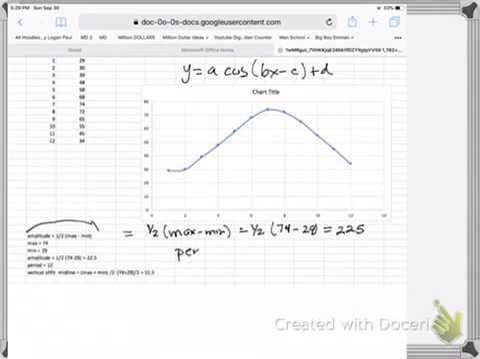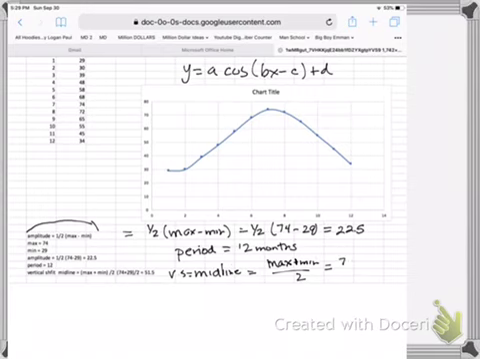The period would just be 12 months because it takes from January to January to start over. So the period is just 12 months. The vertical shift or the midline is going to be the max plus the min divided by 2. That would be 74 plus 29 divided by 2. You get 51.5. So this is not the amplitude, I'm sorry, it's the vertical shift and the midline.